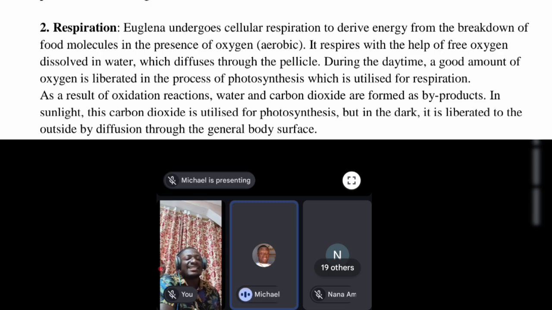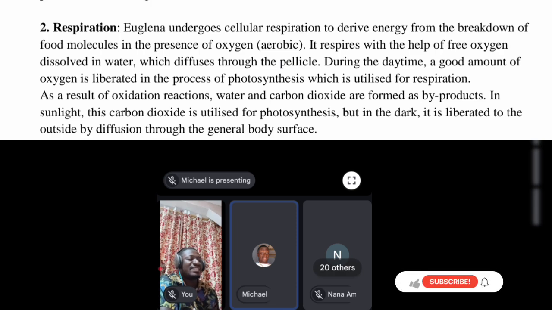So Euglena undergoes cellular respiration to derive energy from the breakdown of food molecules. So you have eaten, and once you eat, you are satisfied. You don't feel hungry again, but your body has not utilized it yet. It needs to be broken down through respiration. That is when your cells will know. Your cells don't know banku. They just don't know carbohydrate. Once it enters your system, they break it down into ATP. We talked about this the other time. Adenosine triphosphate, that is the energy currency of our body or our living cells.